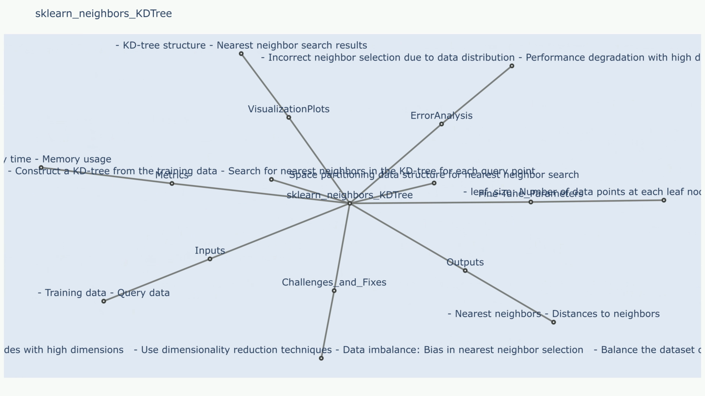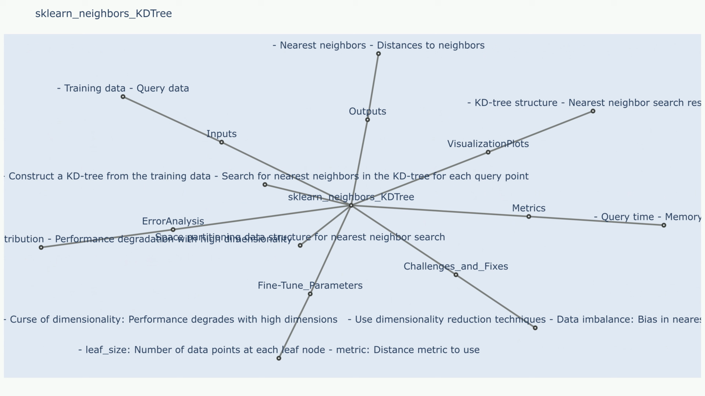Metrics. Euclidean distance. The most common distance metric used in KD-tree searches. Calculating the straight line distance between 2 points. Visualization plots. Scatter plot. A scatter plot of the data points can visualize the distribution of points and partitioning of the space by the KD-tree.